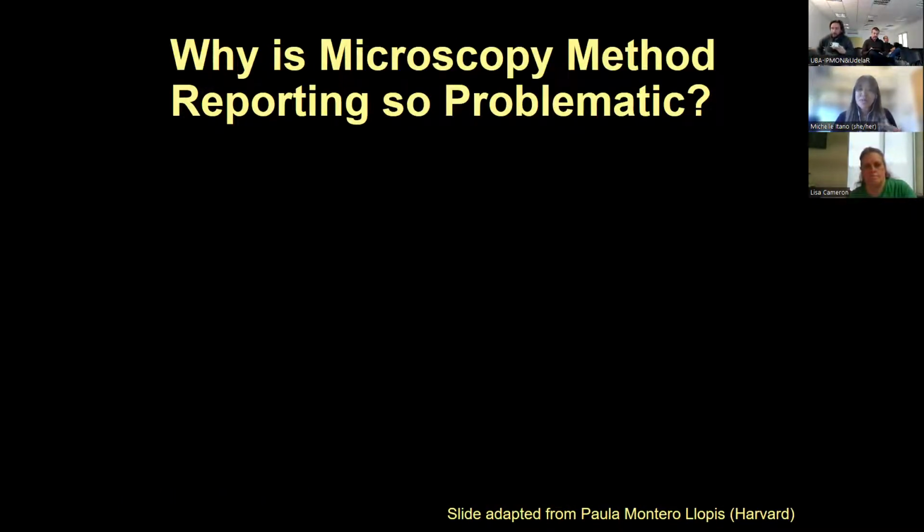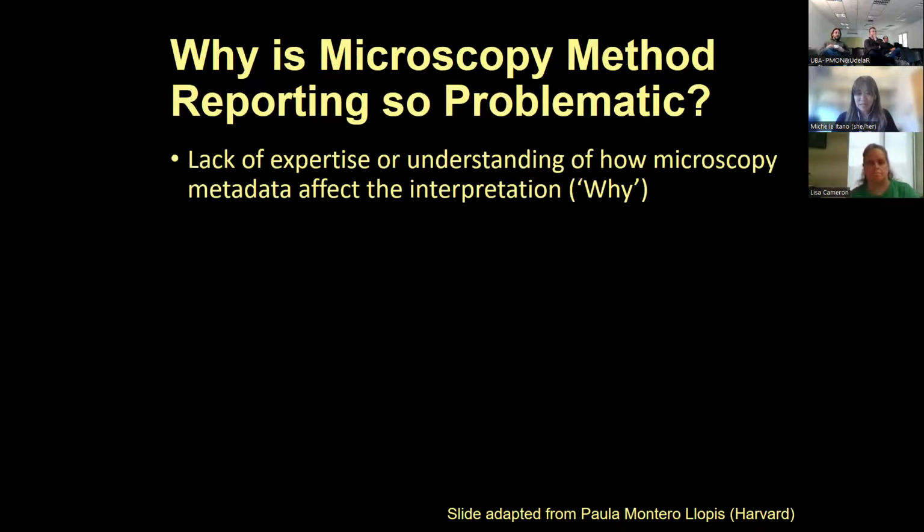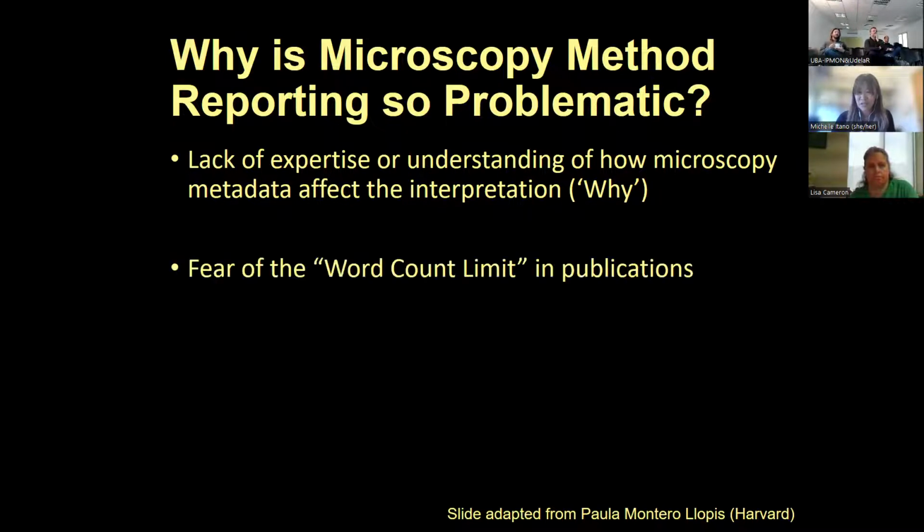And so what does that mean? Why are we concerned with how methods reporting may be incomplete? Well, partly it's because people don't know why that could be a problem, right? Why would not representing what objective you used or what camera change the interpretation? And so part of this is education, and we're trying to work on the why, how this technology can be best used and interpreted.